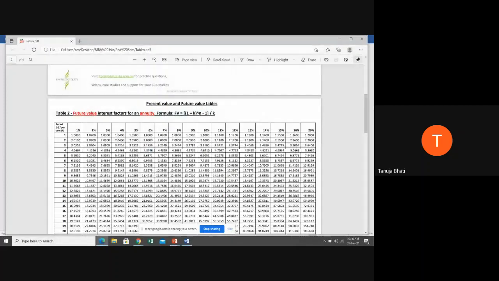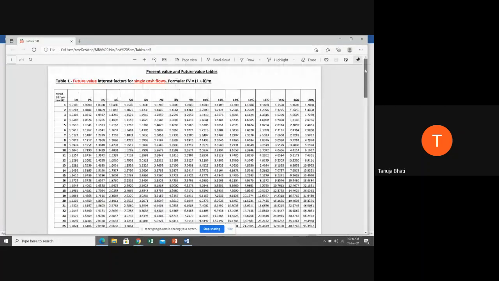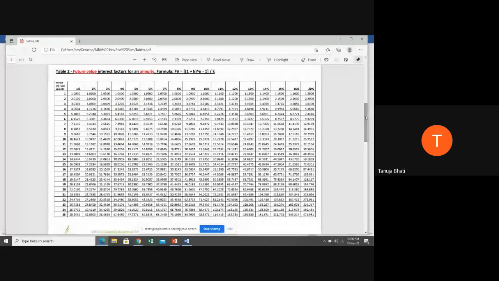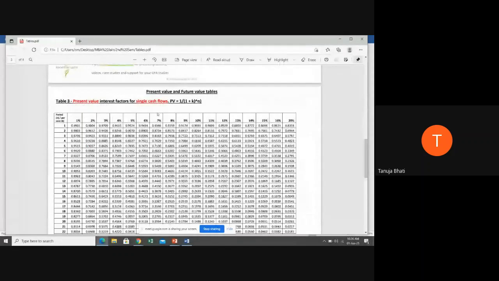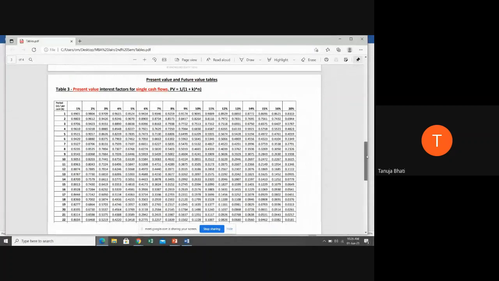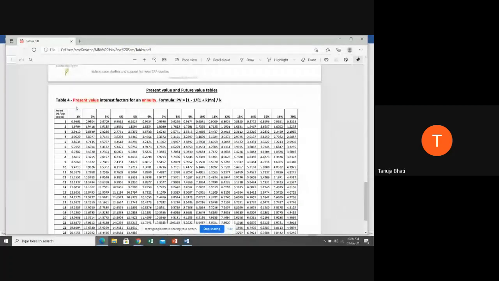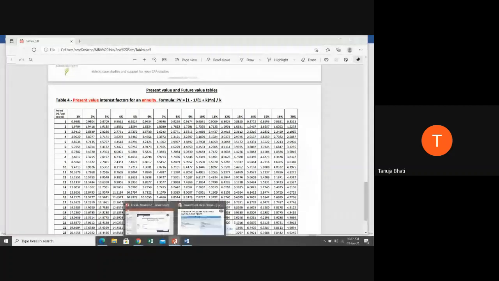See, students, here this is table number 1 and 2 is for future value of single cash flow and annuity. Next, table number 3 is for present value of a single cash flow, and table number 4 is for present value for an annuity. Annuity is nothing but multiple cash flows which are equal.